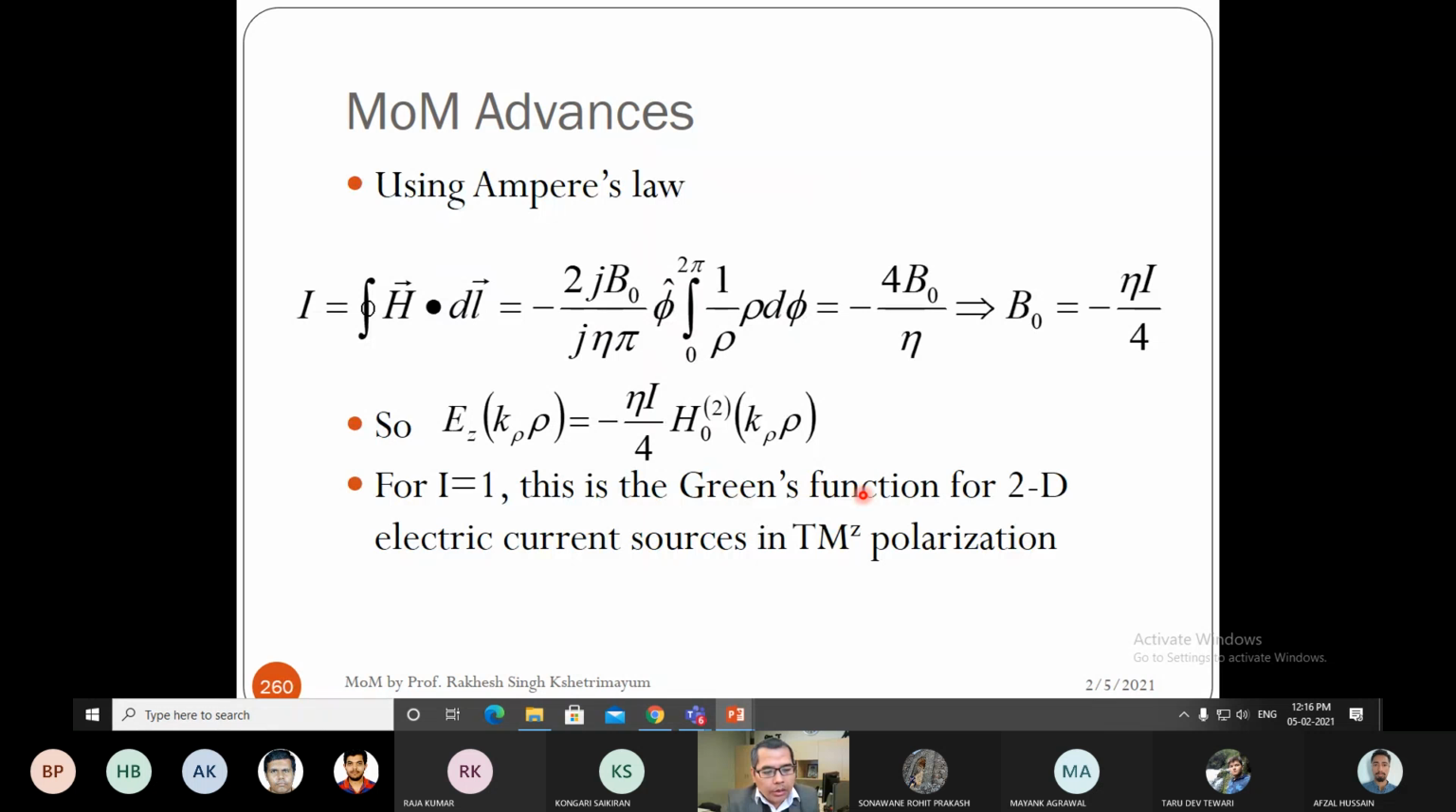Now we want to use Ampere's law and try to find the 2D Green's function. From Ampere's law, the integral of H dot dl over a closed contour is equal to the current enclosed by that closed contour. We have the expression for H. We know what dl is: dl is rho d phi. So finally, you can do this simple integration from 0 to 2 pi. What you get is B0 equal to minus eta I by 4. So we can find the expression for Ez. Ez is minus eta I by 4 H0(2)(k rho).